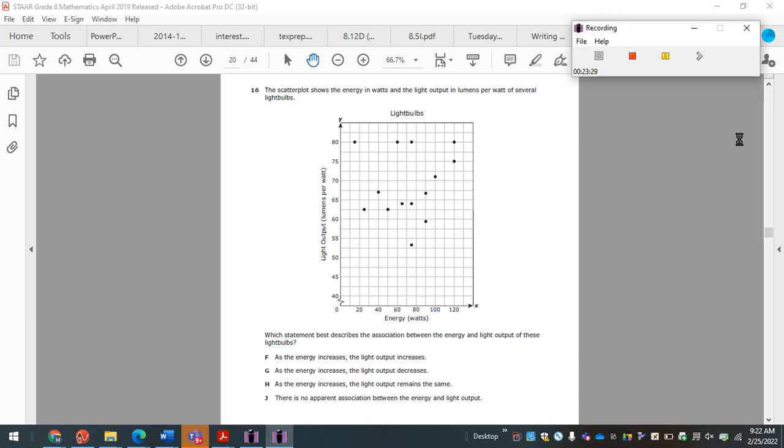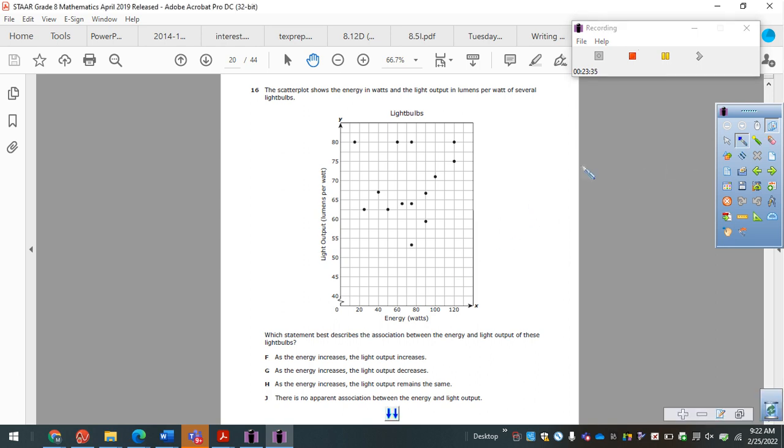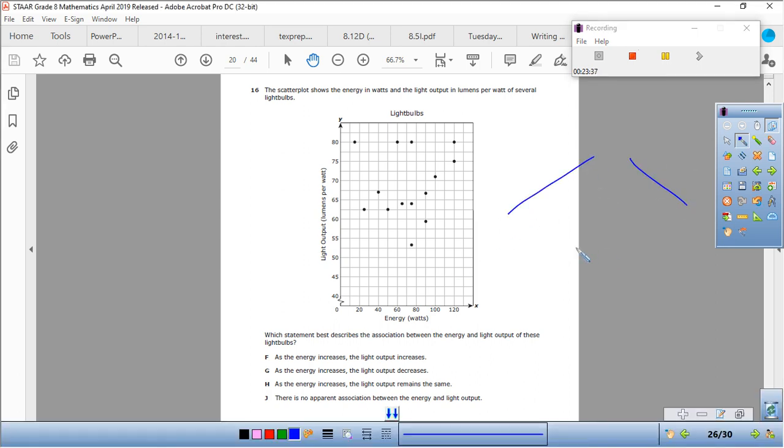Okay, wait. I gotta get my thing writing. So when it comes to association, guys, that's going to be like your relation. Basically, which one looks like a line. You can have a positive line, negative line. In some cases, you have what? No line. So that's no association.